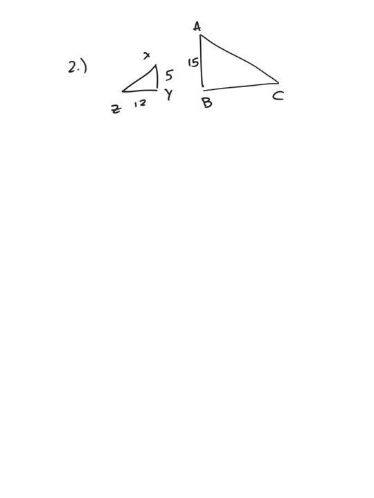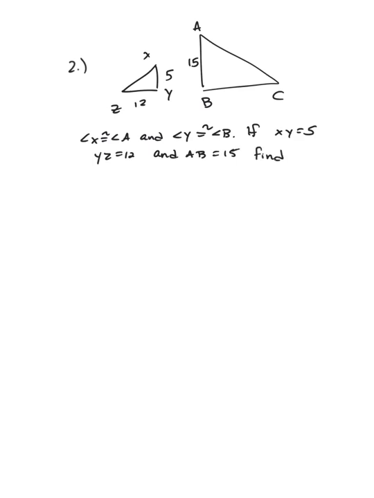In the accompanying diagram of triangle XYZ and triangle ABC, angle X is congruent to angle A, and angle Y is congruent to angle B. Okay, if XY is 5, and YZ is 12, and AB is 15, find the measure of BC. So we already know that these triangles are similar, okay?